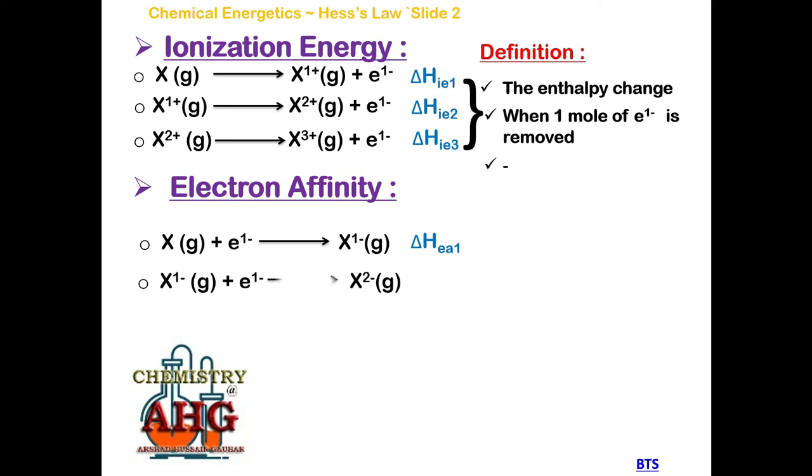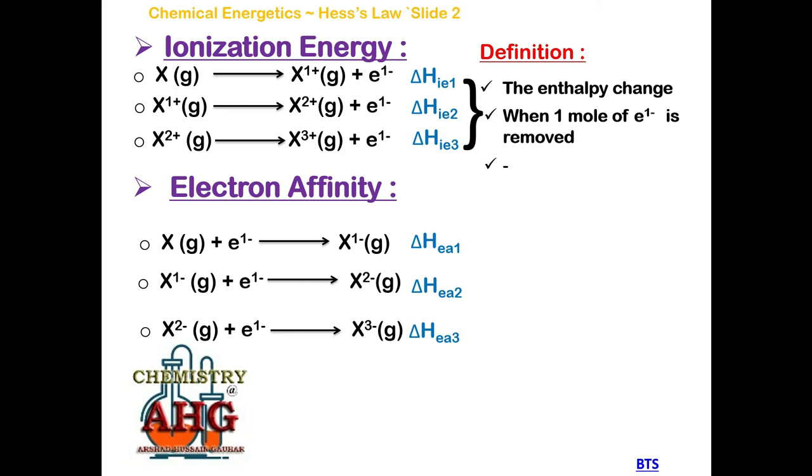If you want to add one more electron, the X uninegatively charged ion will gain one more mole of electron and become an X dinegatively charged ion. This is second electron affinity. And likewise, third electron affinity is when a dinegative ion becomes a trinegative ion. It is delta H EA3. So it is very simple, students. If you know how to write chemical equations for ionization energy, likewise you can write chemical equations for first, second and third electron affinity.